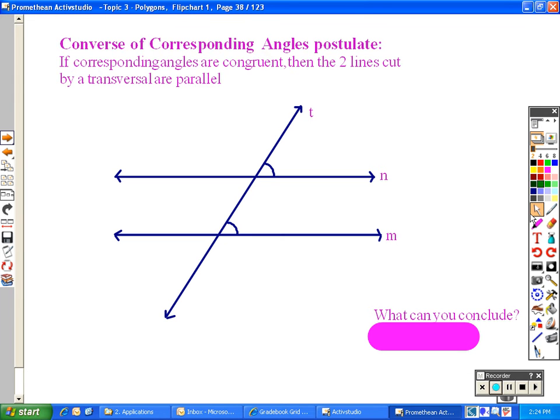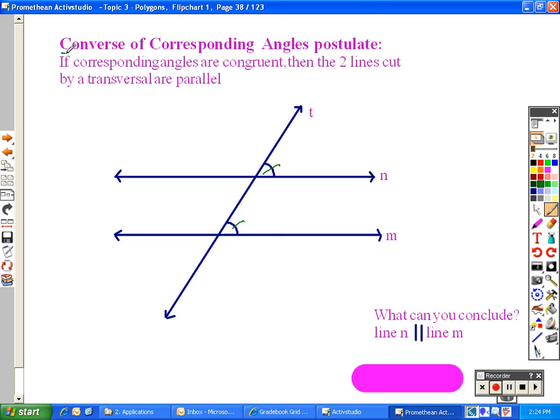Which is exactly what we have right here. We have a pair of corresponding angles. They are congruent, and as a result, what can we conclude? N is parallel to M. That's all by the converse of the corresponding angles postulate.